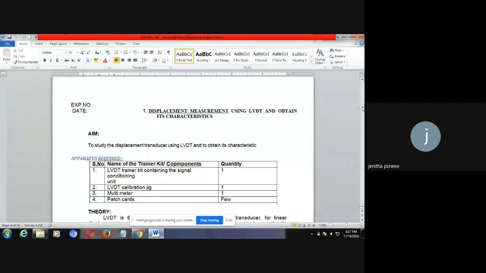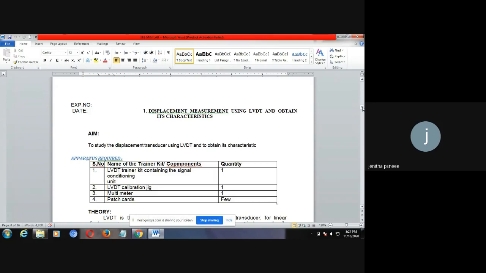In transducer, the first experiment is LVDT. First, what is a transducer? A transducer is a device that converts a non-electrical quantity into an electrical quantity. That non-electrical quantity may be any physical parameter, that means pressure, temperature, displacement, etc. That will be converted to electrical output. How these quantities will be converted to electrical quantity, we will see through our experiment. So the first experiment is LVDT.